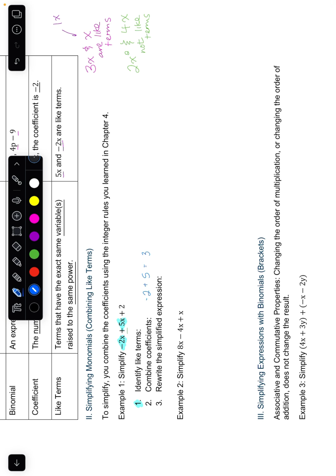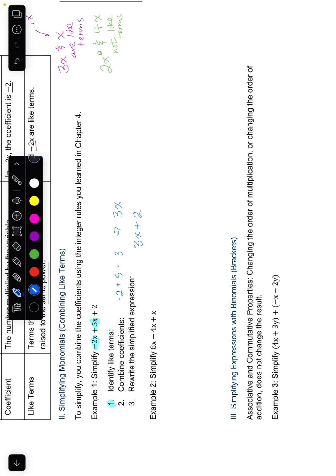And we can combine this negative 2x plus 5x to get 3x. And then we rewrite this simplified expression, and we get 3x plus 2. And we have to stop there. So there's no way we can actually add 3x and 2 together because they don't have the same variable with the same exponent on it.